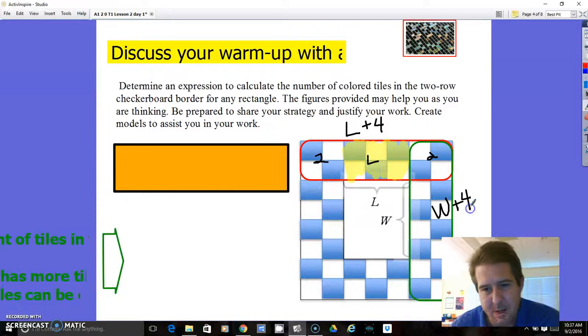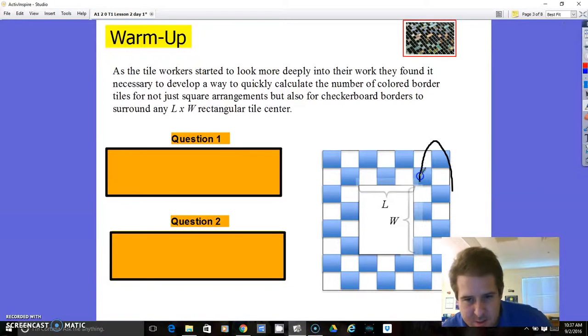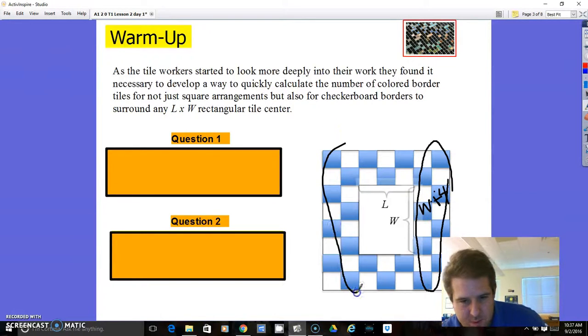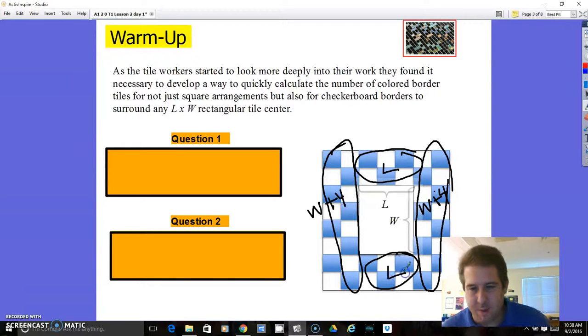And everything's going to be done exactly the same in this. So I can show you if I pull over here. Here's an expression that will represent any length and any width. We already said that this is W plus 4. We also know that this would also be W plus 4. Sorry, I kind of missed there. And the inside would be L on top and bottom, and now we can write that expression.